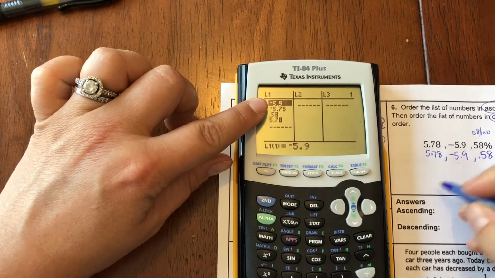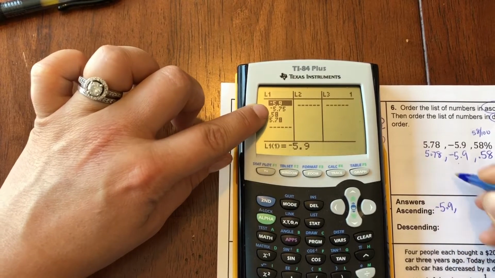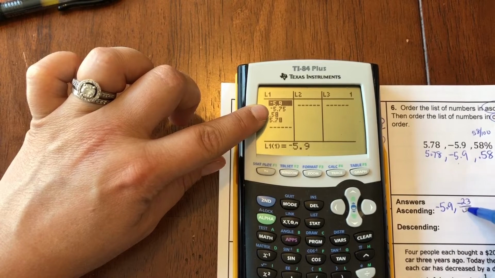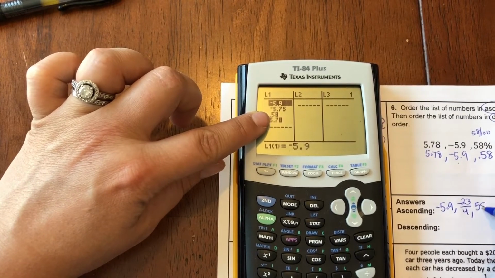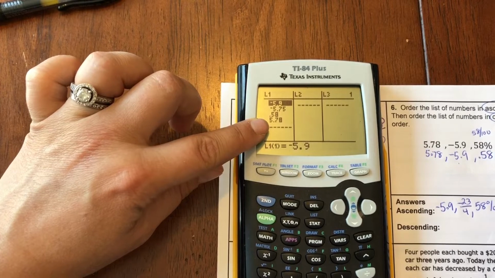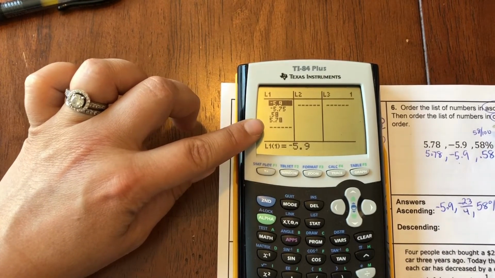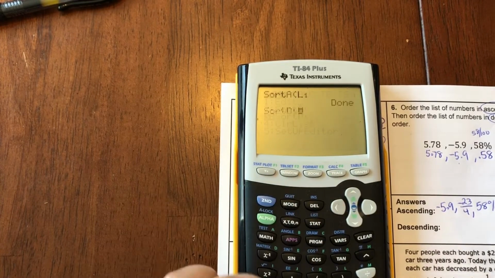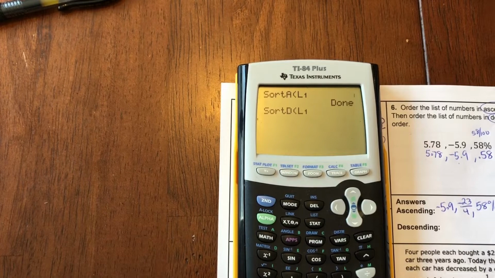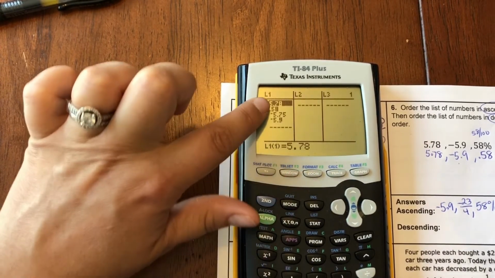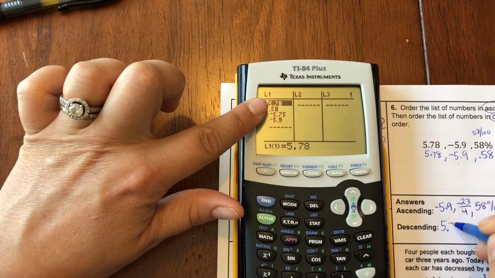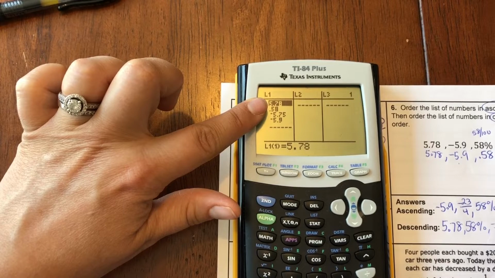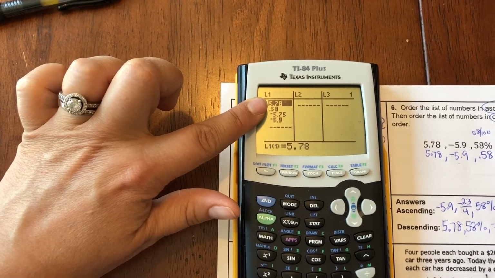So negative 5.9 is first, followed by negative 5.75, which was negative 23/4, followed by 58%, and lastly 5.78. Then you can sort it descending. So sort D, stat, sort D, list 1, done. Back to the stat, and it goes the other direction. 5.78, 58%, negative 23 over 4, negative 5.9.